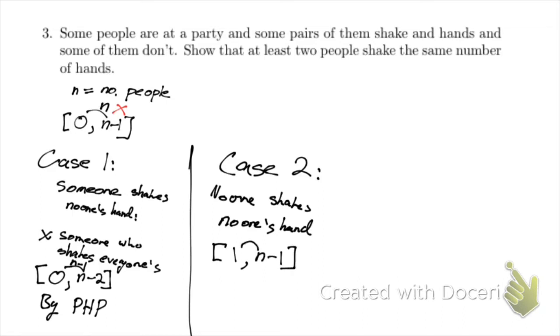So again, there's going to be n minus 1 pigeons, n minus 1 pigeonholes, and of course we have the n people out of the n pigeons. So by the pigeonhole principle, we can conclude that two people are going to shake the same number of hands. Okay, so we broke it down into 2 cases, and those 2 cases cover every possibility.